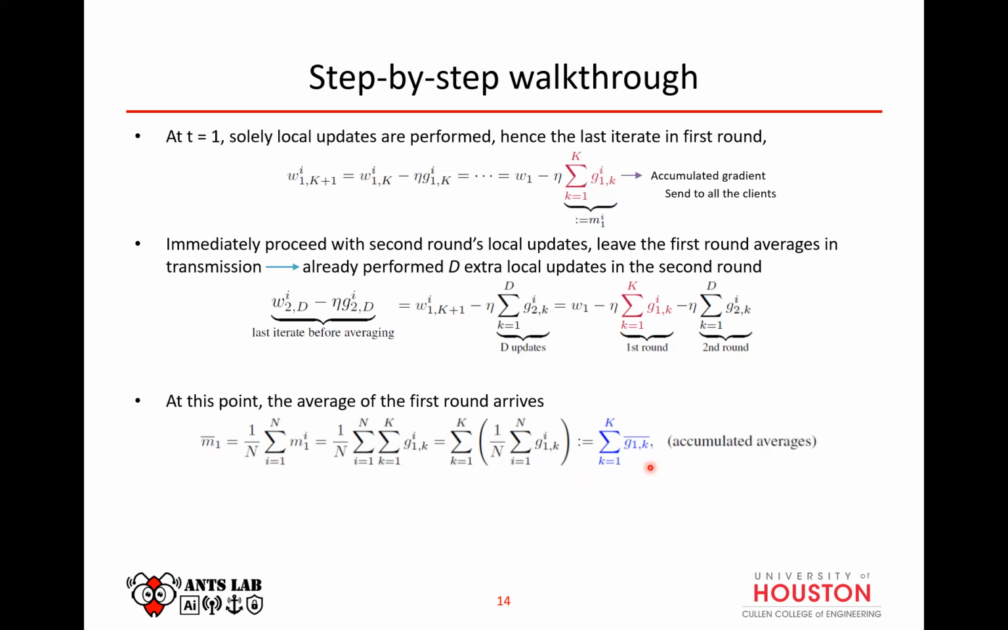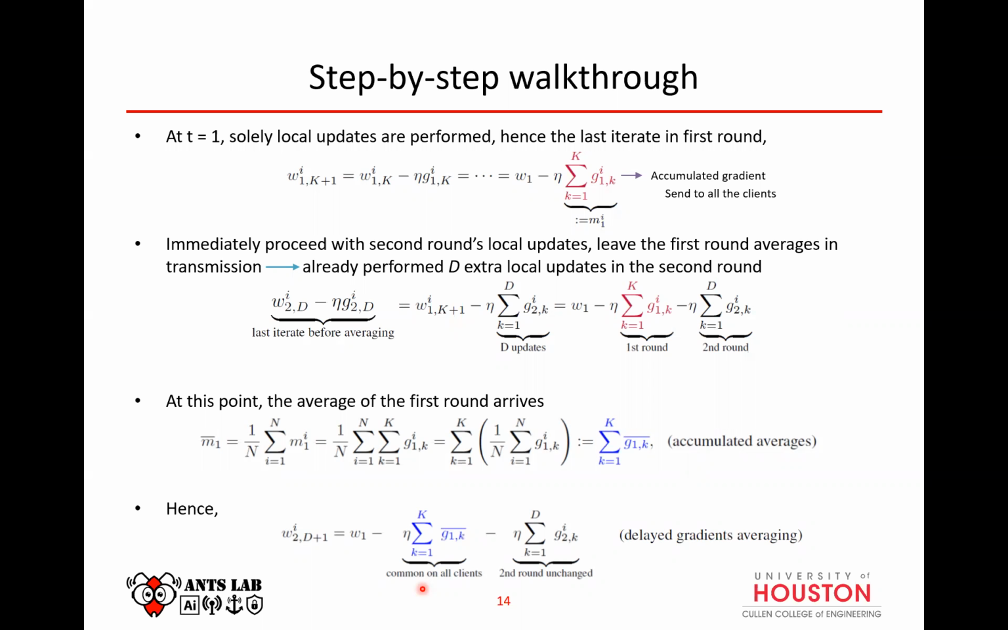This is called the accumulated average, which is again sent across to the devices in the second round. And so at the end of the second round, the W2 update can be written as W1 minus eta times this accumulated average. So in every subsequent round, you will have this as common on all clients, because this is what we will receive back from the devices.